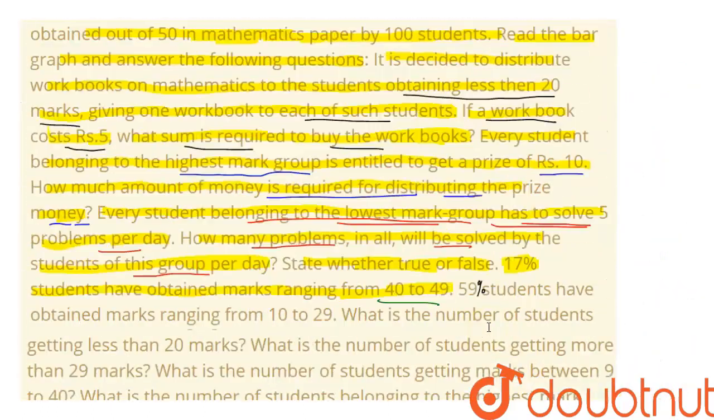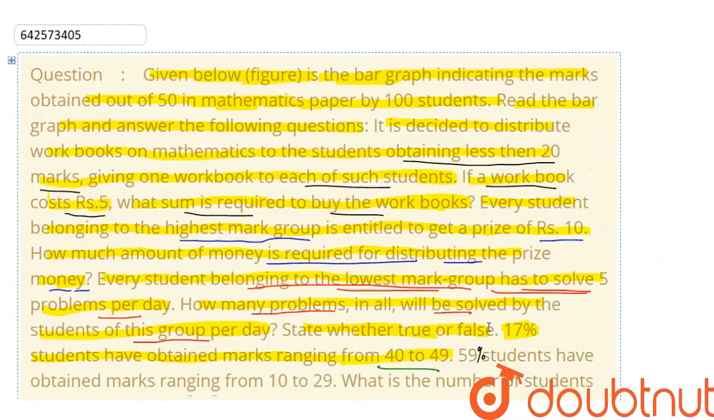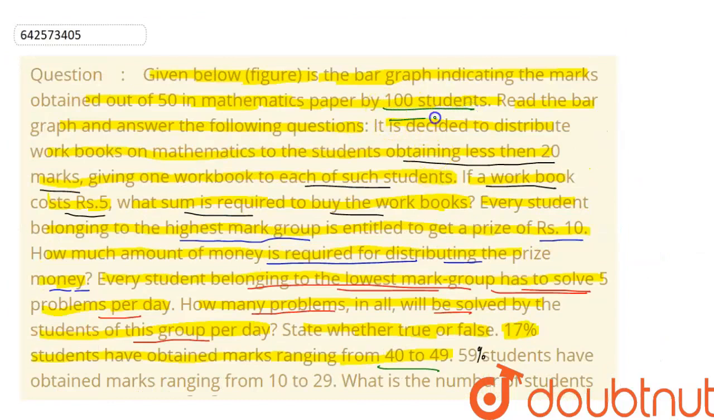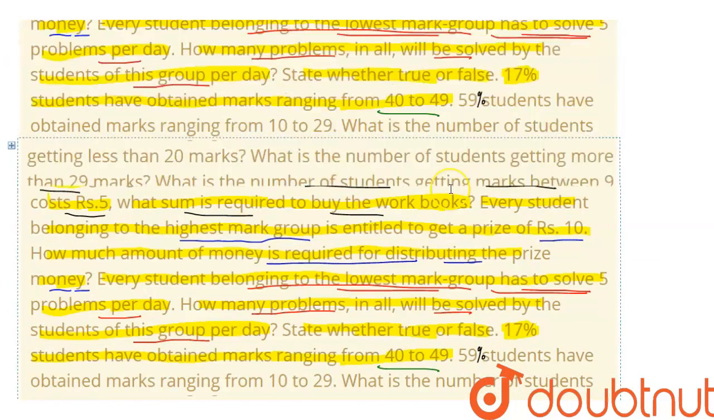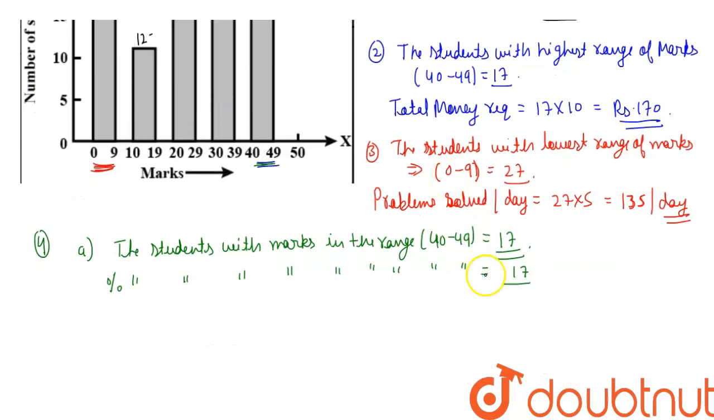And in the question they have given us that there are a total of 100 students in the class. So in the denominator we have the total number of students in the class, that is 100. Dividing by 100, this 100 and this 100 cancel, and on solving this we get 17%. So 17% of the students have got marks in the range from 40 to 49.